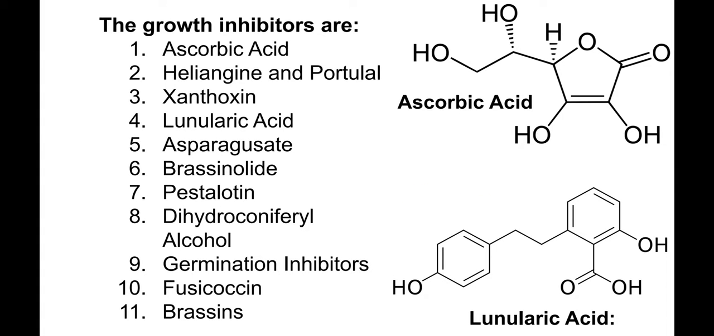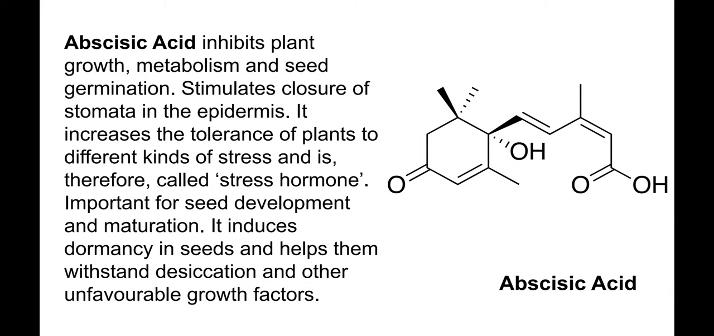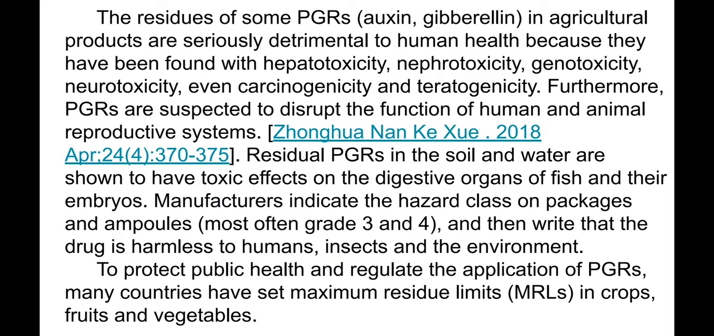And there are also growth inhibitors. Quite interesting that ascorbic acid, which is again a relatively cheap substance, is very much used as a growth inhibitor. There are quite many others, and mostly these substances are not synthetic, but extracted from other plants. In this case here is abscisic acid. It is synthetic mostly.